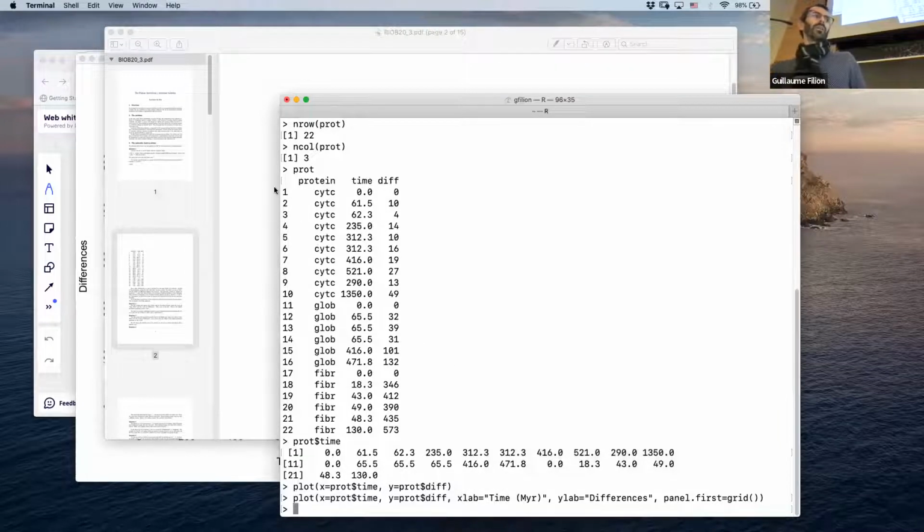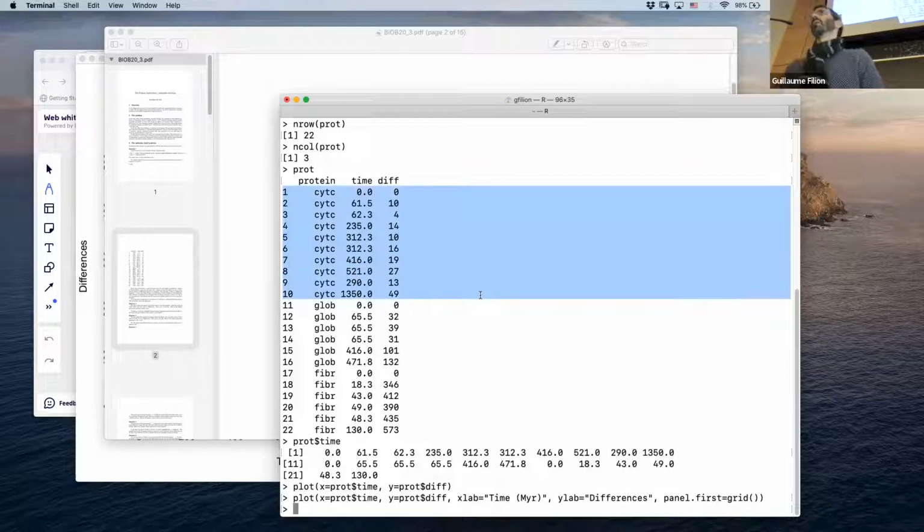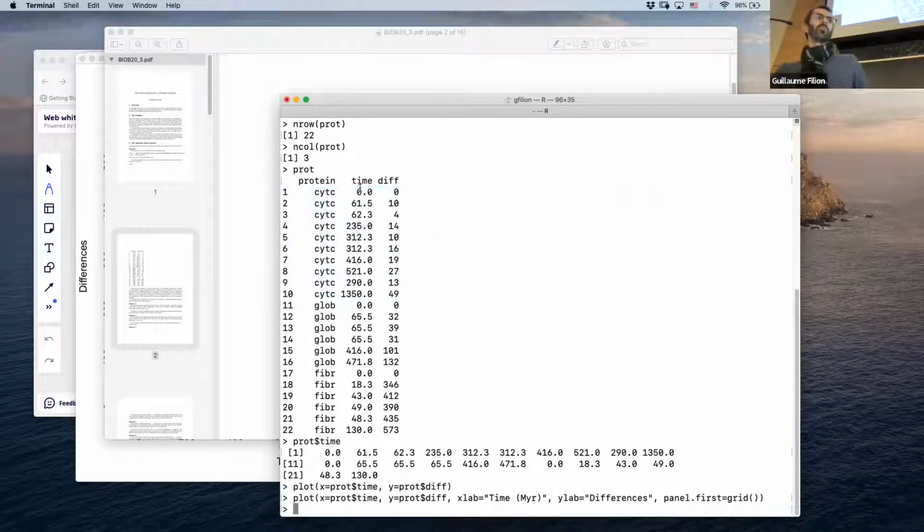Right, that's exactly right. So we know that for cytochrome C, these are the first 10 entries of the data frame, but also in the vector time, they're going to be the first 10, and in the vector diff, they're going to be the first 10. So if we are somehow able to pick the first 10 items from that vector, then that's going to be fine. The square brackets, absolutely, that was the square bracket question.